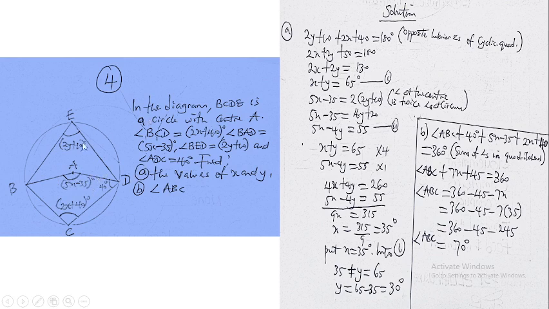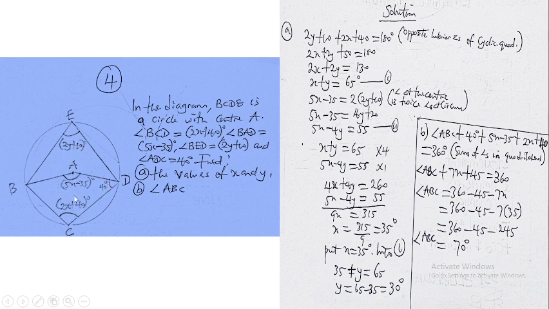Now let's start. You can see that this is a cyclic quadrilateral. There is a relationship between this angle BED and this angle BCD, the angle 2x plus 40 degrees and the angle 2y plus 10 degrees. They both add up to 180 degrees.